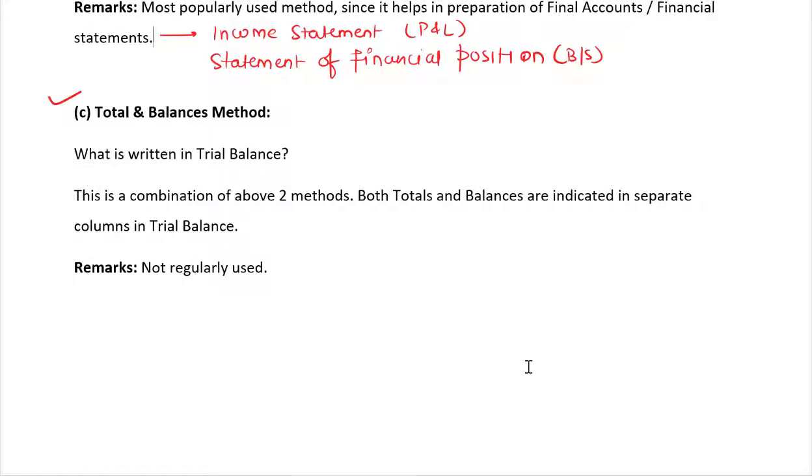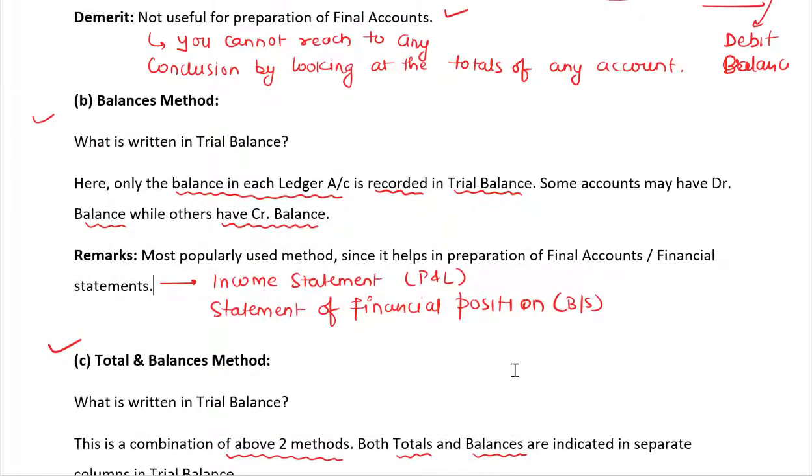Totals and balance method. This is a combination of both the methods specified above. Both totals as well as balances are indicated in separate columns in the trial balance. It is not regularly used. So the best method that we use is method number 2, that is the balance method.